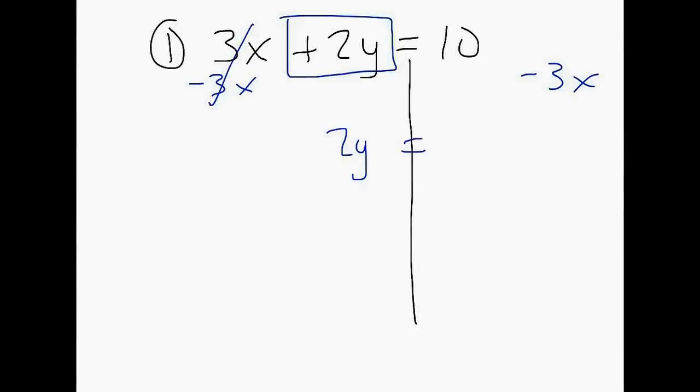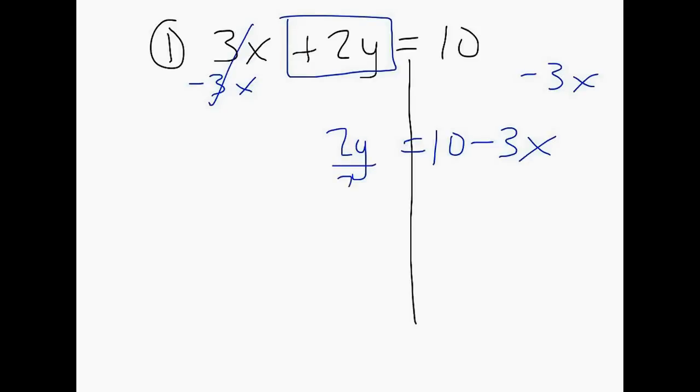Step 3 is move the x term away. We want to move this 3x away, so we subtract 3x. Remember we said to offset it over here? The reason we offset it is because 10 and 3x can't be combined, so there's no reason to write them underneath each other. Bring down my 2y. This gets written as 10 minus 3x.